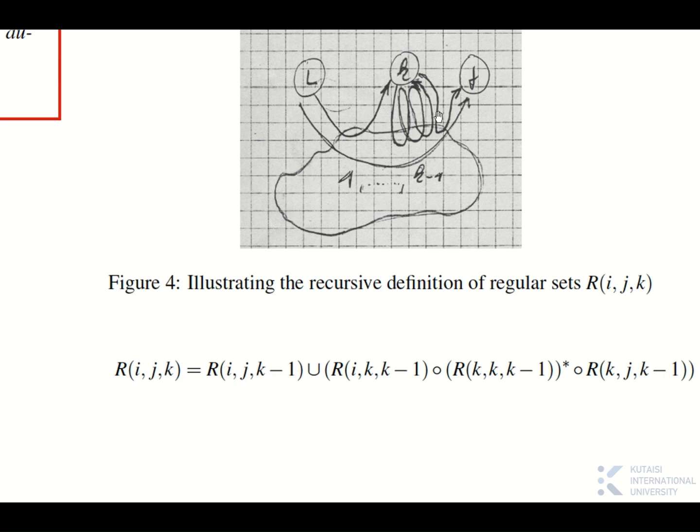All the other paths from I to j have to pass through k. So these are the ones that start from I and go to j without ever hitting k, but all the others hit k. So let's imagine I start at I, I'm going like this, and I hit k. Right?